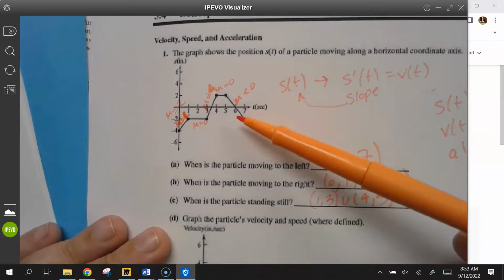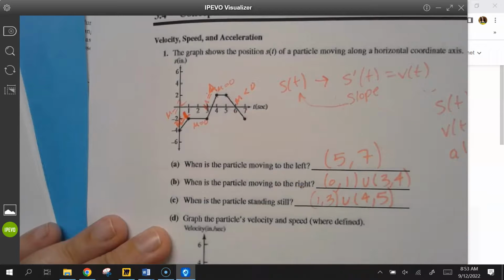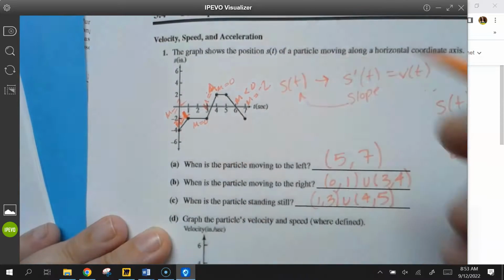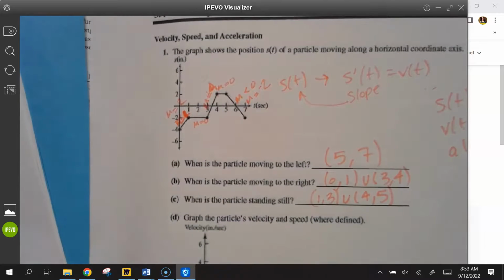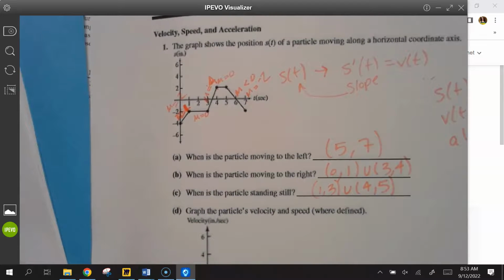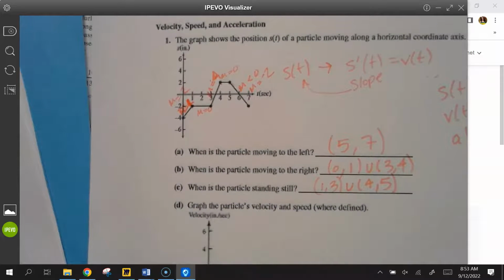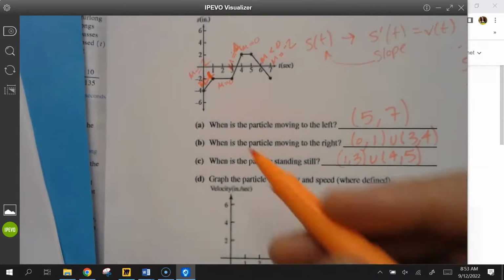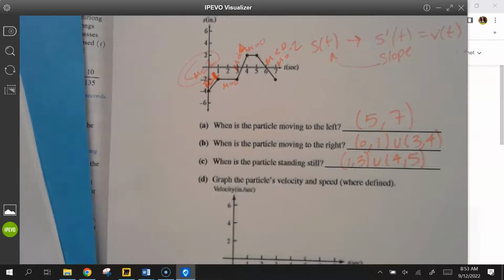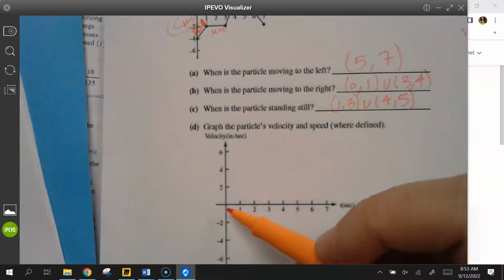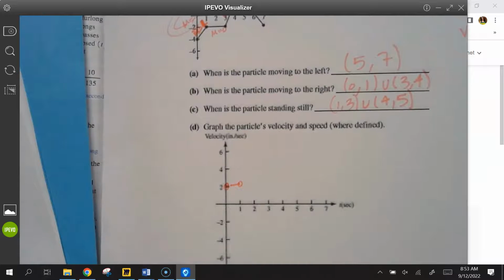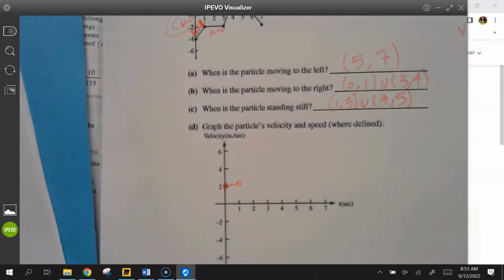How about this last one, this negative? Negative 2. So now all I have to do is graph those. So from 0 to 1, what's my velocity? 2. So from 0 to 1, my velocity is 2. That should be a straight line.